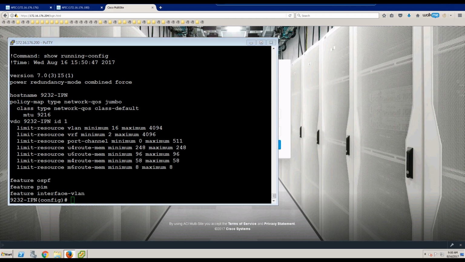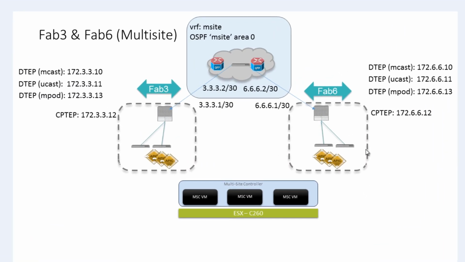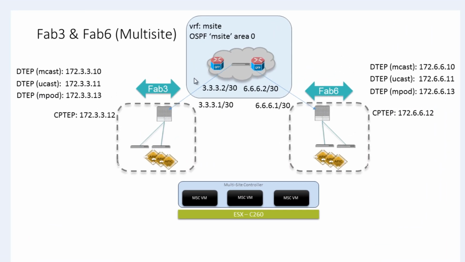Now let's go back to my topology really quickly here. So I'm going to have Fabric 3 on the left here and Fabric 6 on the right. Now both of these do connect to the same physical device. I'm just simulating my IPN through a single 9232 device. But typically you'd see customers having either one or more IPN devices on either side or at each site with a WAN or DCI connection between them. As long as I can route between the fabrics, that's really what I'm looking for here.